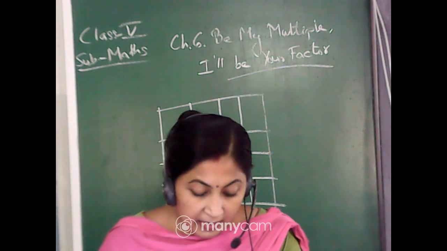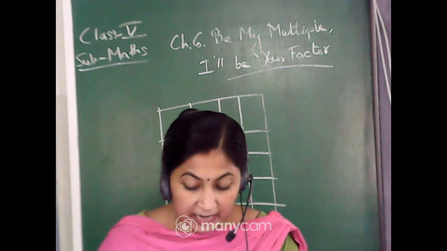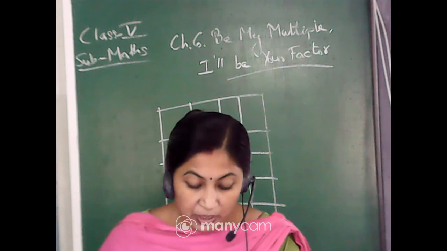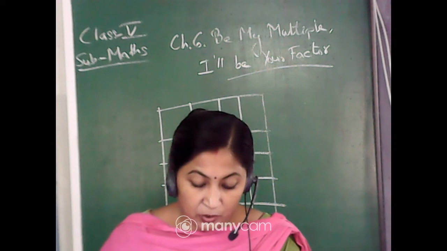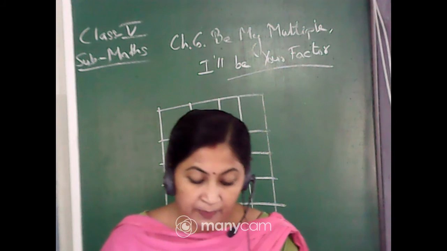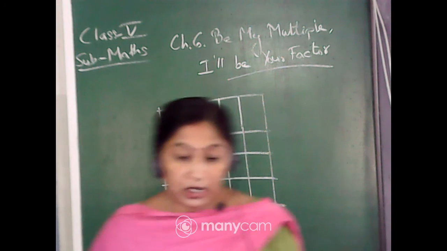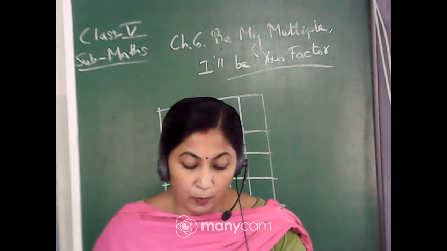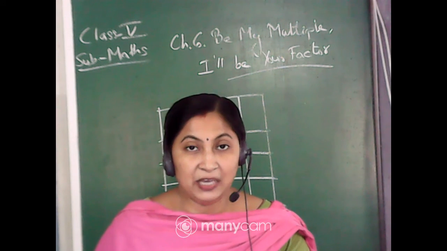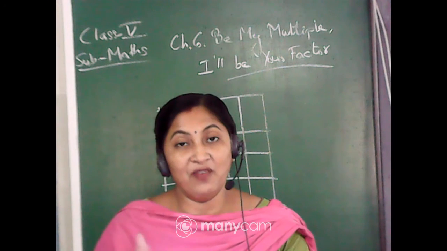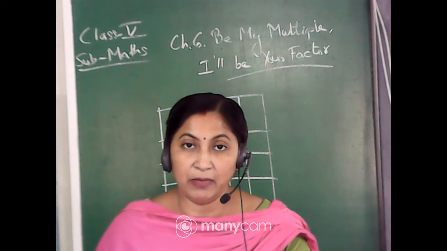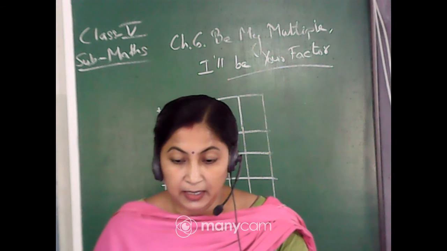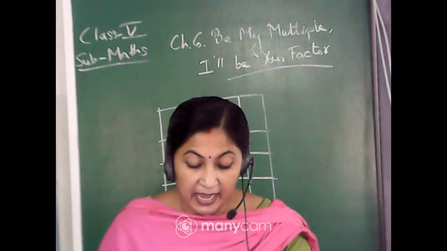See here, she has 18 bangles, and out of 18 bangles she is making groups of 2, 3, 6 and 9. Okay, these are the different groups she is making, and 18 also. But the question asked is how many groups will she have if she makes groups of 1 bangle each? That means in one group only 1 bangle is there. So how many groups can she make? Yes, exactly. She can make 18 groups.